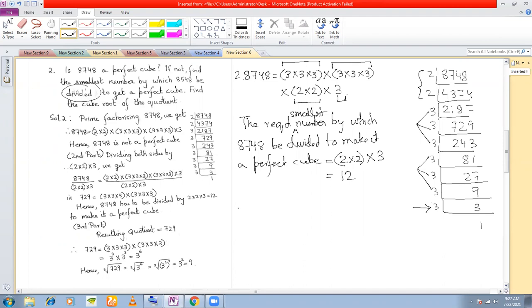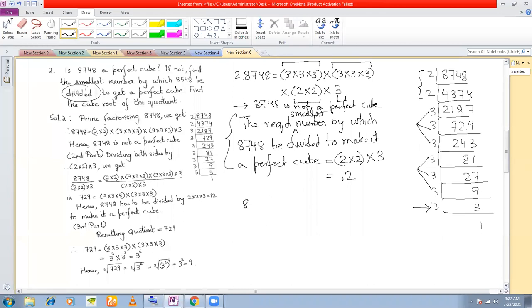The first part of the question is, is this a perfect cube? So you'll write here, the 8748 is not a perfect cube. Okay. Now this is the next part of the answer. That is by what number should it be divided? And the third and the final part of the question is, find the cube root of the quotient. Okay.